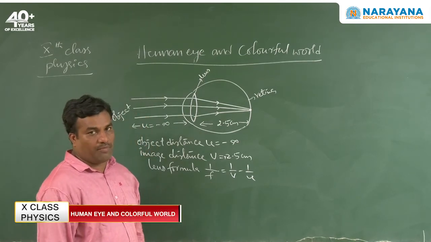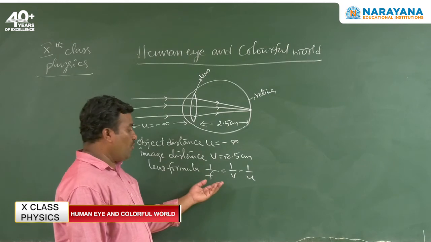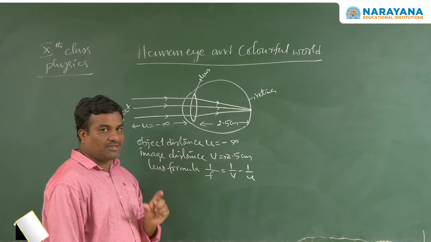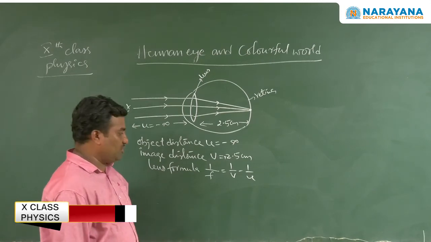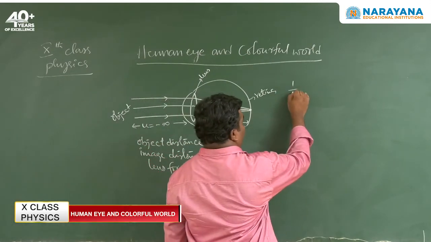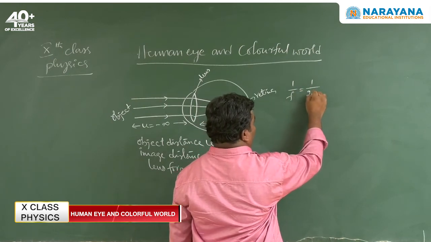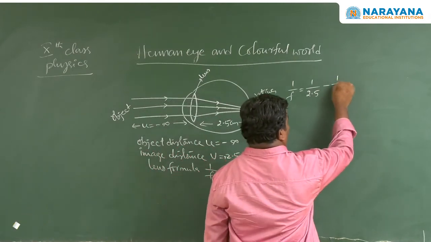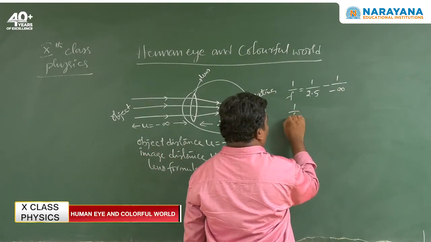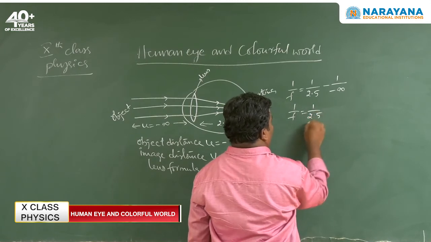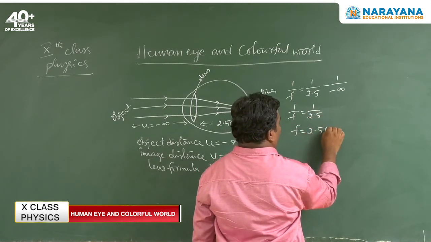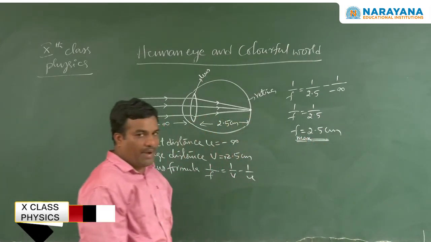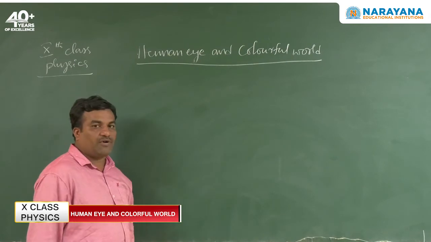Maximum and minimum focal length we have decided, based on whether we are focused on a long distance object. So now 1 by f is equal to 1 by v, that is 1 by 2.5, minus 1 by minus infinity. So 1 by f is equal to 1 by 2.5, so f is equal to 2.5 centimeter. This is the maximum focal length.